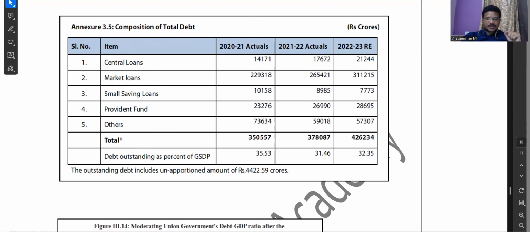And what is the debt percentage? Debt as a percentage of GSDP has actually reduced from 35.53 percent to 32.35 percent.